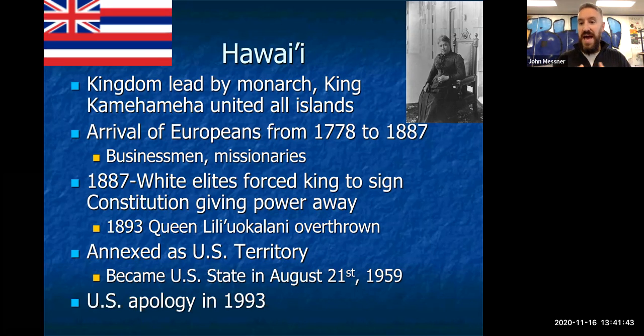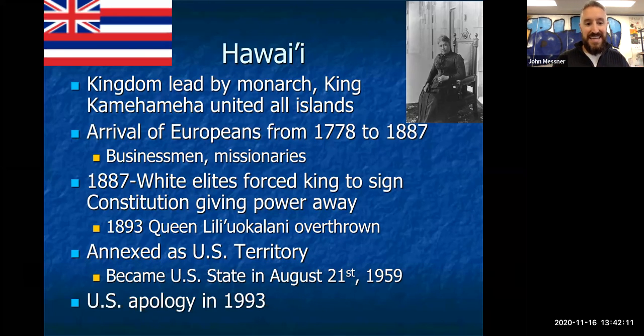But we also see, as it's now discovered by Europeans, it increases a network of people discovering and also going into the Pacific Ocean to trade for things there. And so we see the arrival of Europeans from 1778. So this is after America has declared its independence. We're fighting a Revolutionary War in this time, but all the way up until 1887, especially businessmen are there. Missionaries are going to flood into the Hawaiian kingdom.